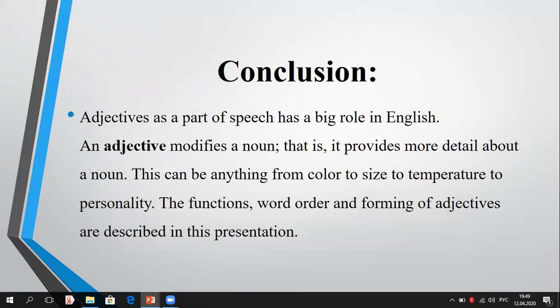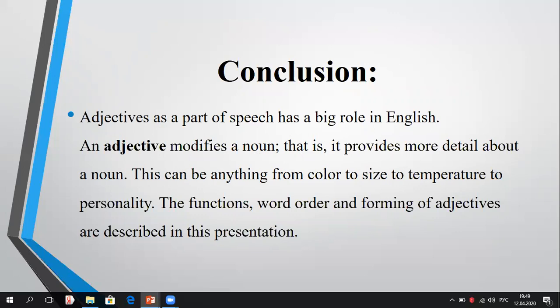So in conclusion, I want to say that adjectives, as a part of speech, have a big role in English. An adjective modifies a noun. That is, it provides more detail about a noun. This can be anything from color to size to temperature to personality. The functions, word order, and the forming of adjectives are described in this presentation.